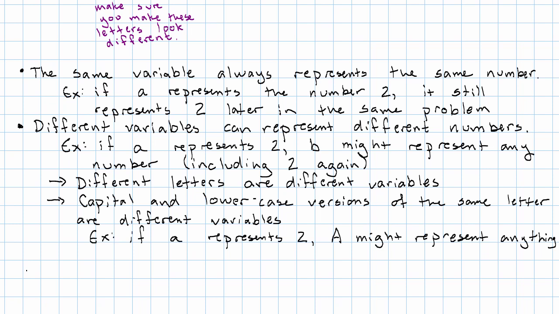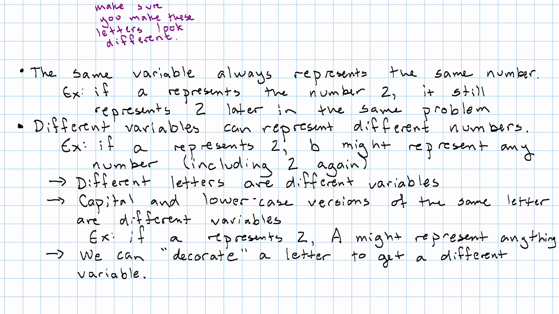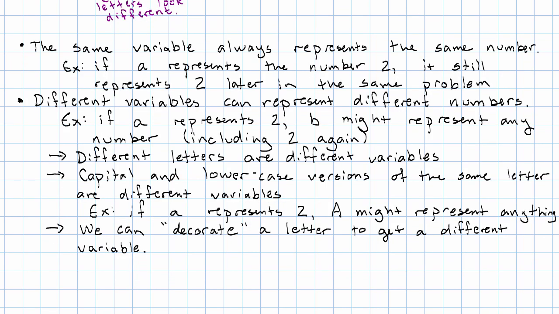And finally, okay, so there are 26 letters in the alphabet. Throw in the capitals also, and that's 52. Sometimes we need even more variables than that. We can do what's called decorating a letter to get a different variable. This is actually the technical term for what we're doing, is decorate.